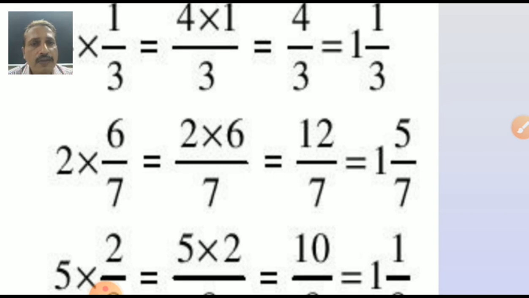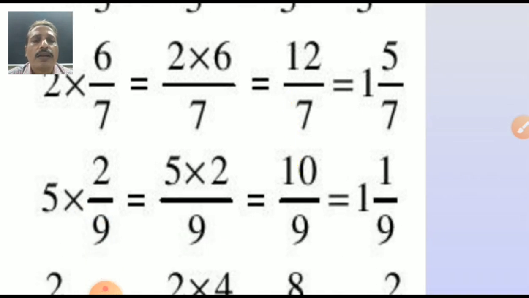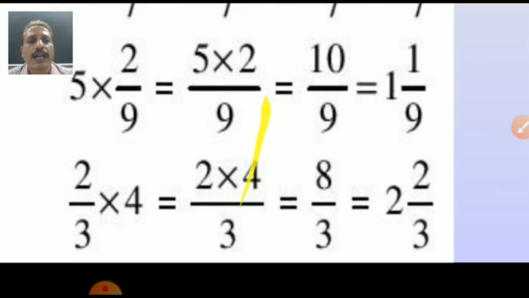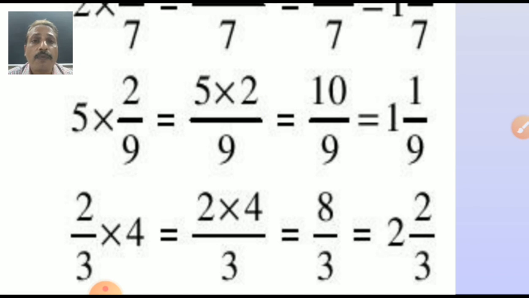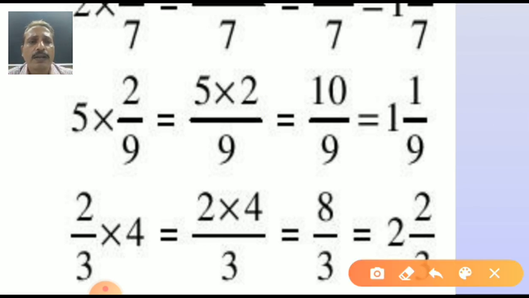In rough work, you can just check it yourself also. Last but not least, for this one, 5 into 2 upon 9 will give us 5 2s are 10, 10 upon 9. 9 ones are 9 plus 1, 10. Then 2 upon 3 multiplied by 4. See student, here they put the integer on the back side. Don't be afraid, no problem. Just multiply the numerators. 2 into 4, 8. 8 divided by 3.